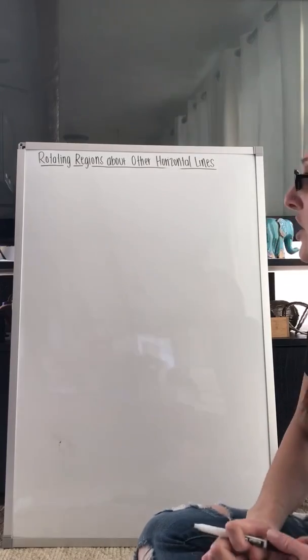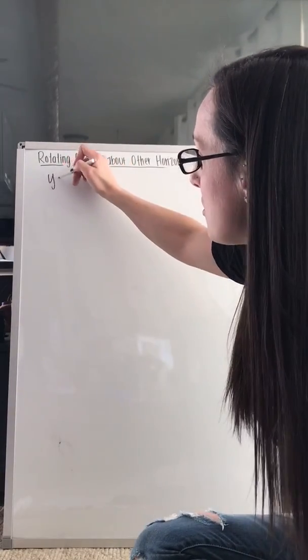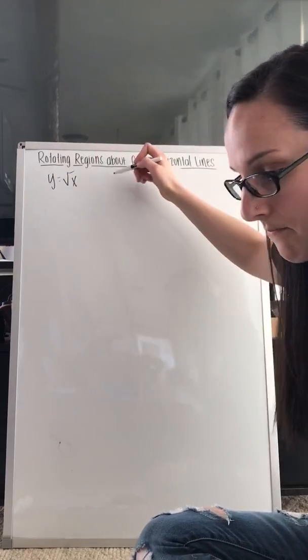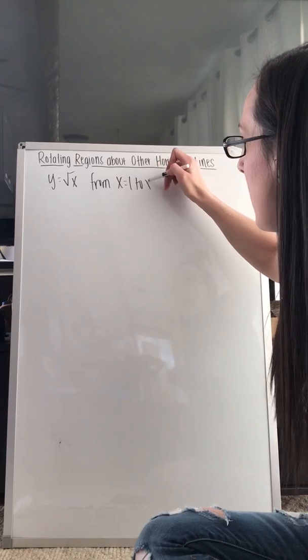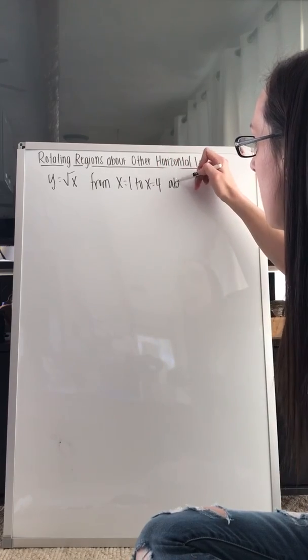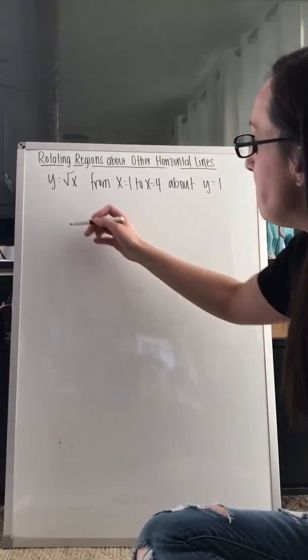So now example 2 is asking me to revolve the region of y = the square root of x from x = 1 to x = 4, and I'm going to be rotating this about the line y = 1.